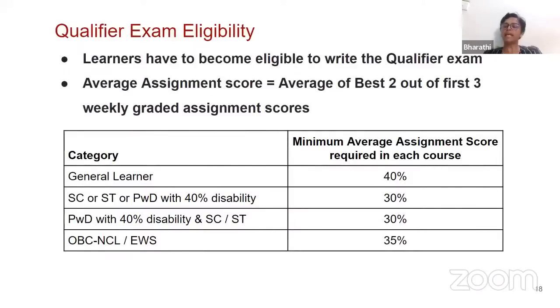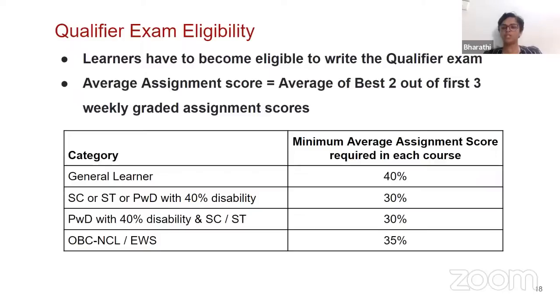Okay, how do you become eligible for the qualifier exam? Just because you applied to the BS program, it does not mean that we will give you a hall ticket to the October 29th qualifier exam. So every course, the 4 courses have a weekly assignment, like I said, a weekly graded assignment. So within the deadline, you have to submit the weekly graded assignment in each of the 4 courses. And we will take out the best 2 out of the first 3 weeks of assignment scores.